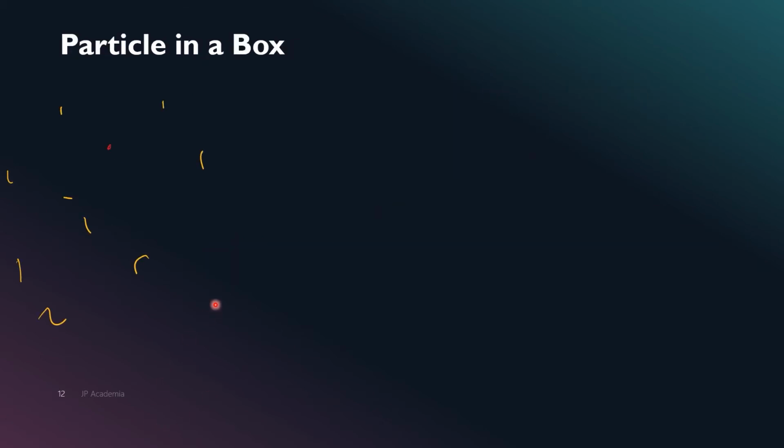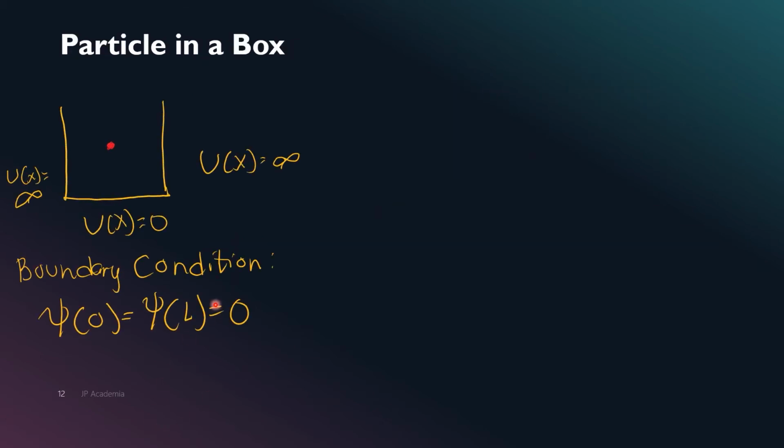Let us now consider a particle with mass m, free to move in a small space surrounded by these impenetrable barriers with the width L. So let's say this is x equal to 0, and this is x equal to L. The potential energy is 0 inside the box. Outside the box, or outside this well, the potential energy is infinite.